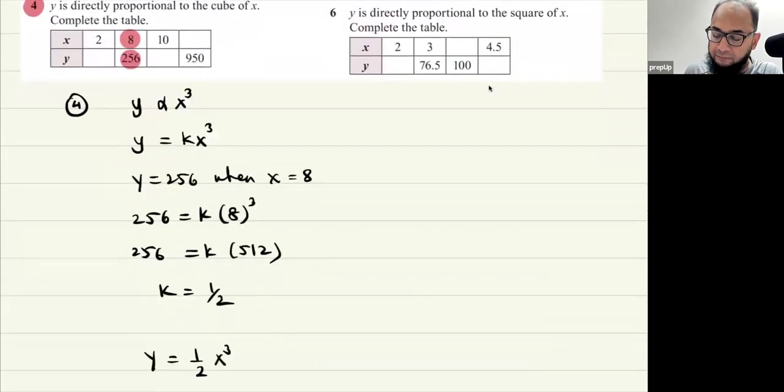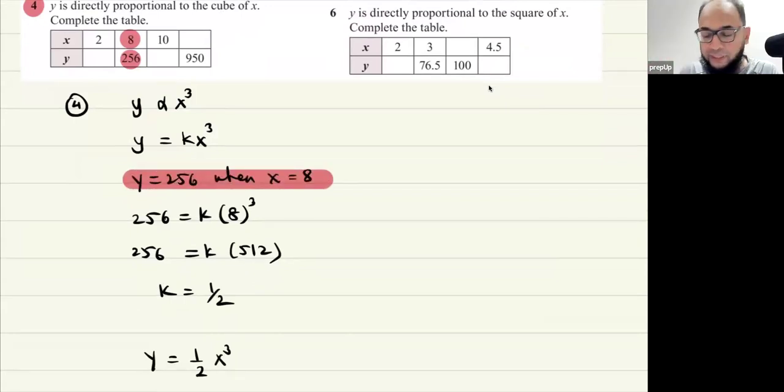Now this thing is done. So now I have used this knowledge. Y is 256 when x is 8, and I find the value of the constant. What's next?